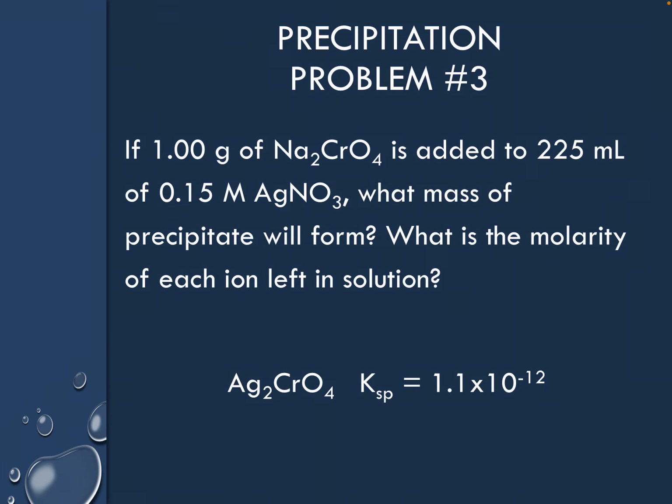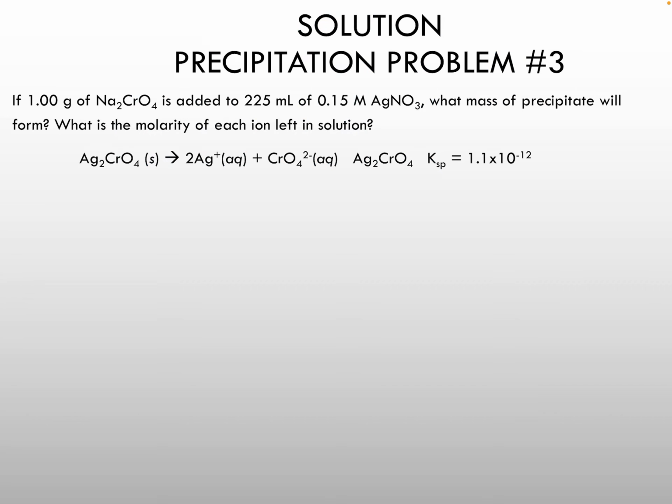All right, here's another one. So this is the same problem, but now that I know that it forms a precipitate, I want to know what mass of the precipitate will form. So how much precipitate will we get? And I want to know what is the molarity of the ions left in solution after the reaction occurs. So we'll do one and then we'll do the other.